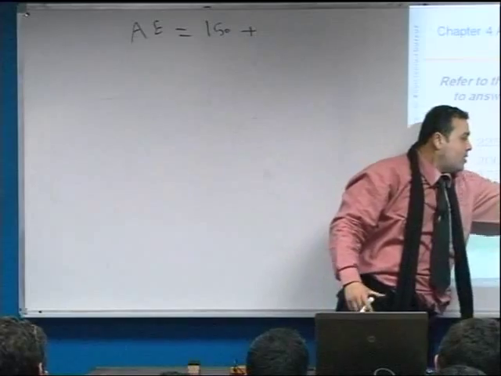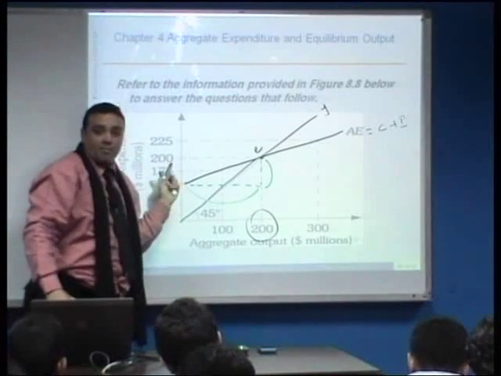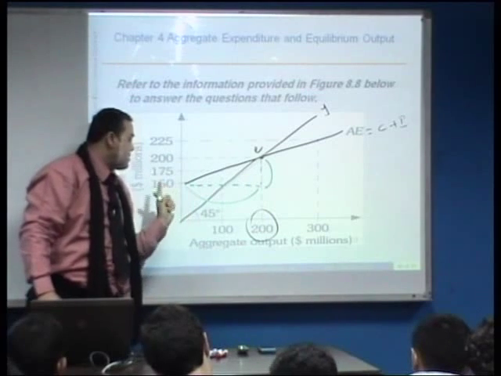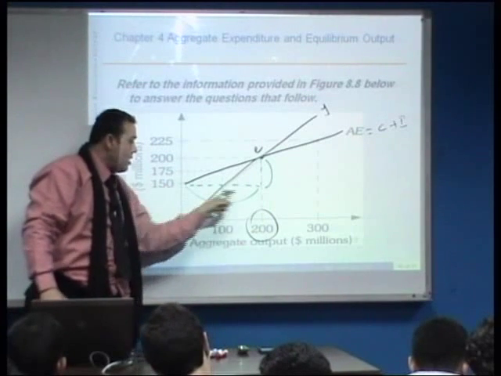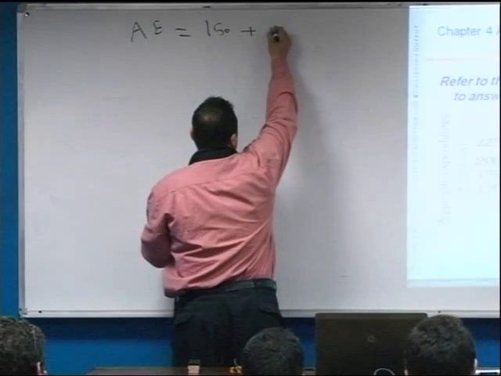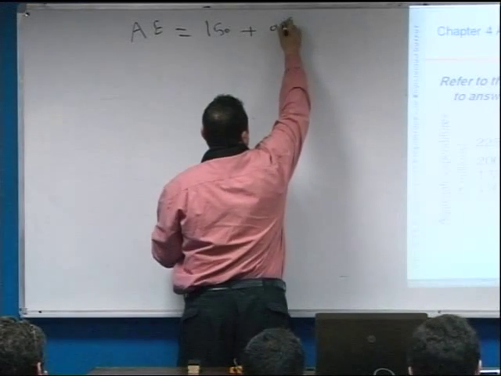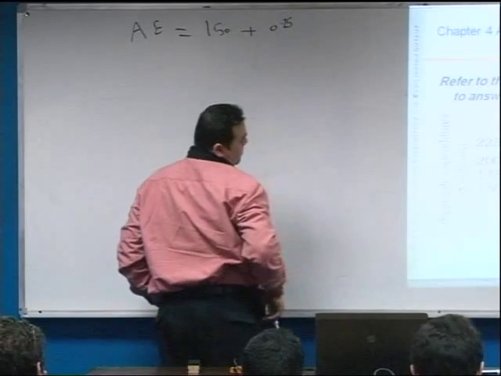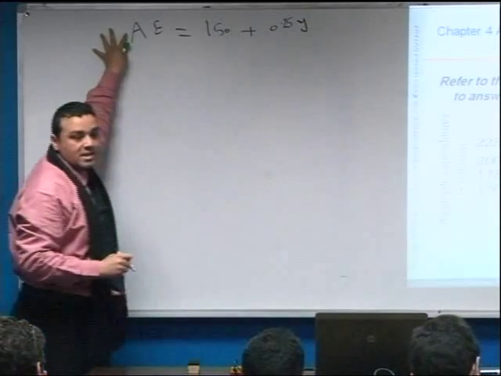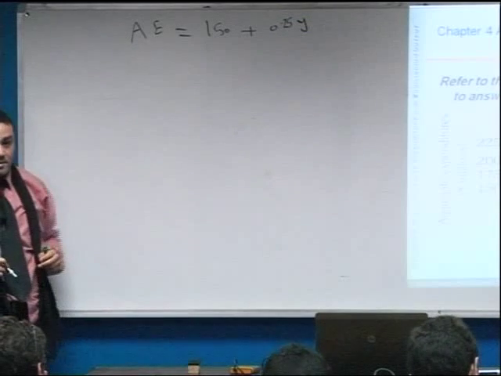MPC in this case equals the slope of the aggregate expenditure function: 200 minus 150 over 200 minus 0. So equals 0 point, how much? 0.25 exactly, yes. So this is the aggregate expenditure function, right?